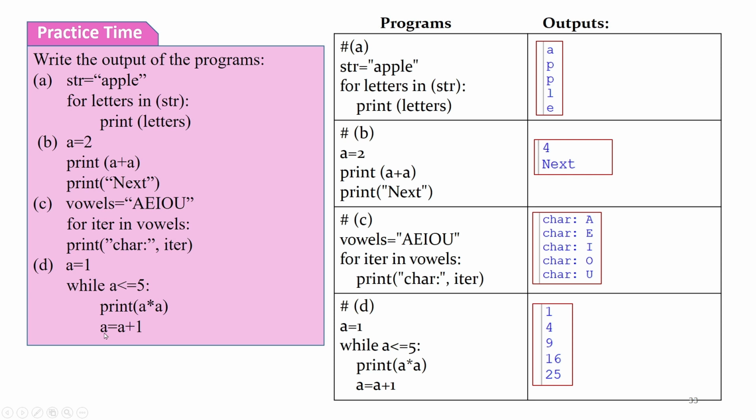The value of a has been updated by 1. Now the value of a became 2. So it will print 2 into 2, that is 4. Then it became 3. 3 into 3 is 9. Then 4 into 4. Then 5 into 5, which is 25. Then when it is incremented to 6, this condition becomes false. So it comes out of the loop and the program terminates.